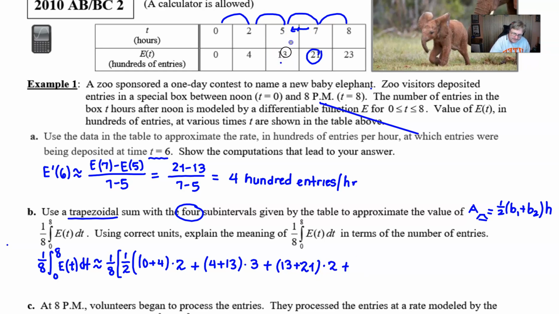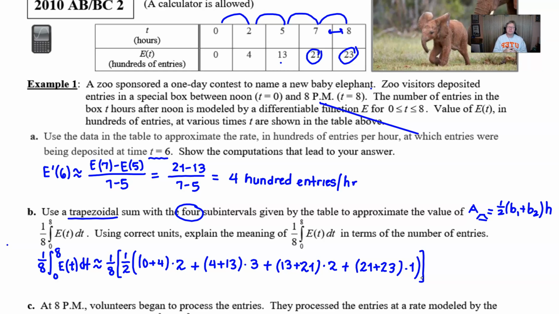And then to wrap things up with trapezoid number 4, we're going to take 21 plus 23 and multiply that by our height, the distance between 7 and 8, which is 1. Now I'll close off the parenthesis that allows us to multiply the 1/2 through, and I'll close off the bracket that would allow us to multiply the 1/8 through. Now, at this point, if you choose not to do any simplifying, it is A-OK. You will receive full credit for your trapezoidal approximation.